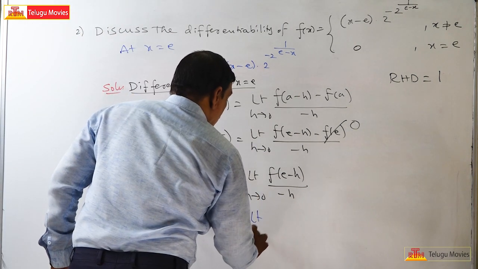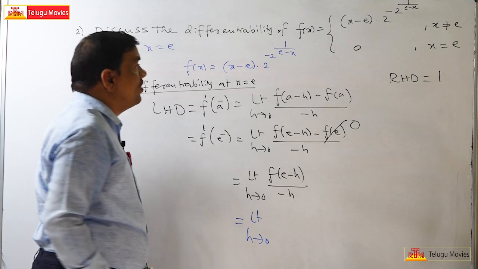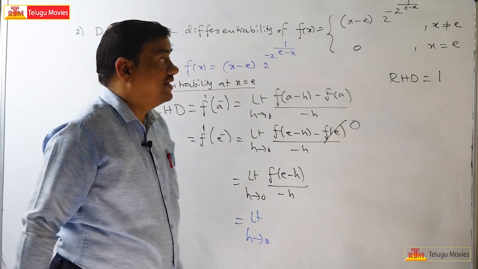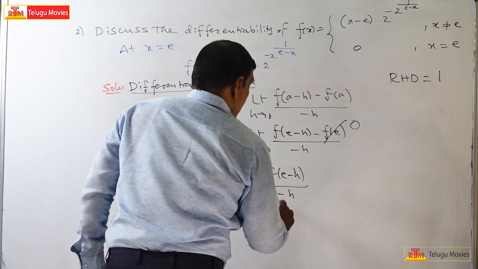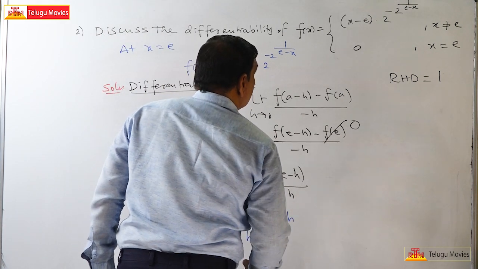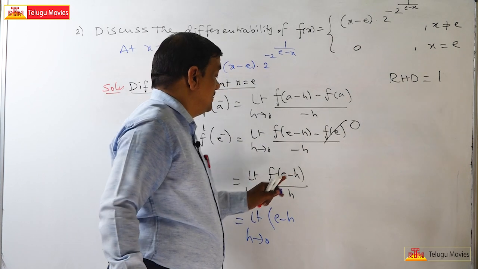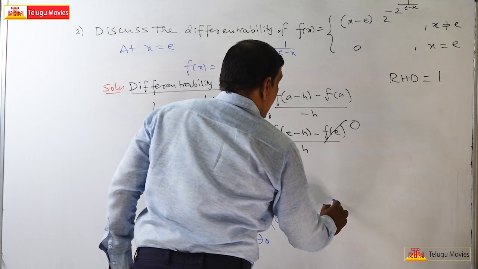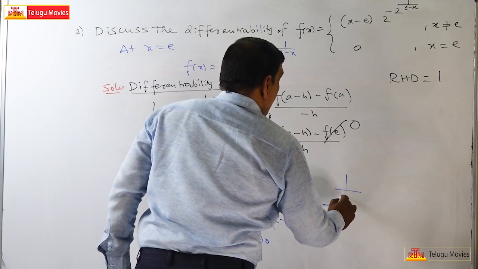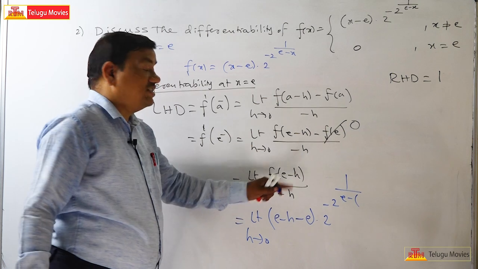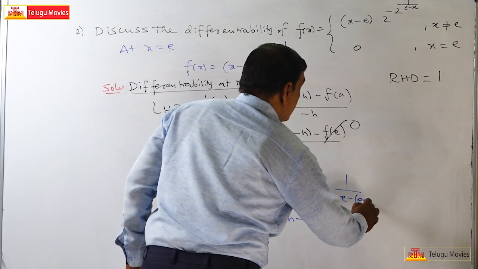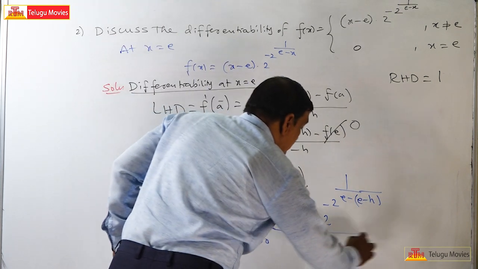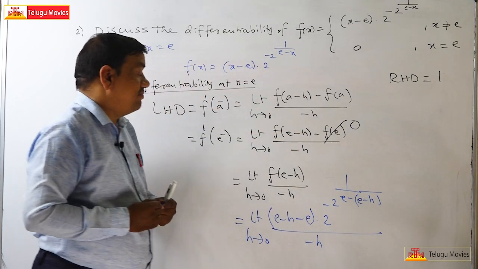So this is equal to limit h tends to 0, f of e minus h. Wherever x is there, substitute e minus h. So this is equal to e minus h in place of x, e minus h minus e into 2 to the power of minus 2 to the power of 1 by e minus x, e minus x value is equal to how much? e minus h, whole divided by minus h.